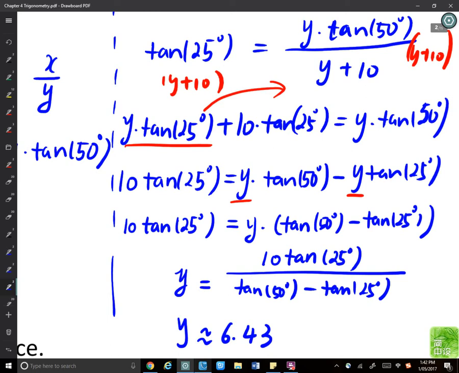Do you have the calculator? Okay, they are copying something. Yeah.